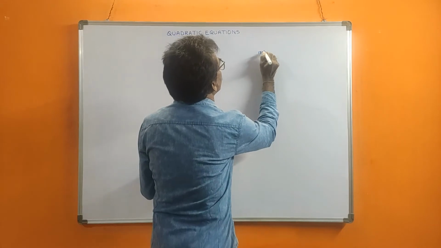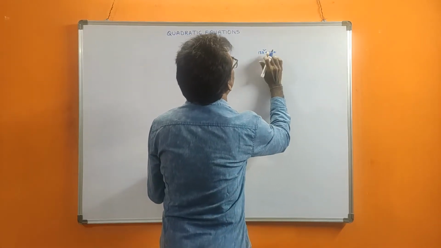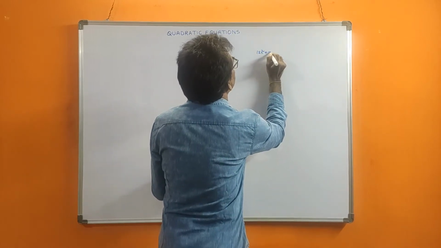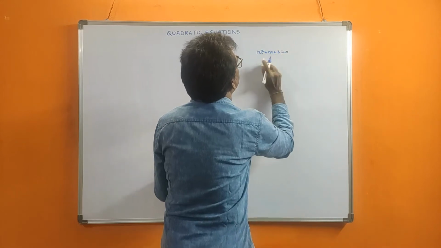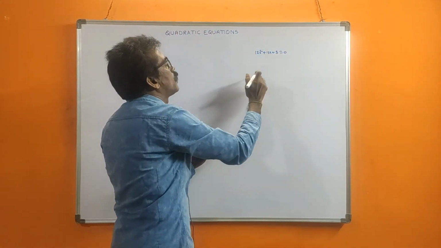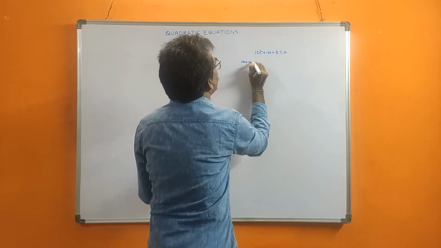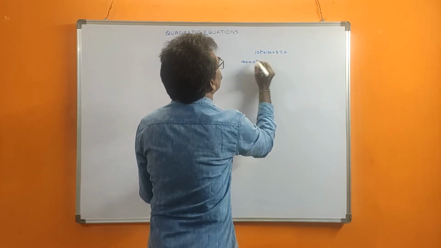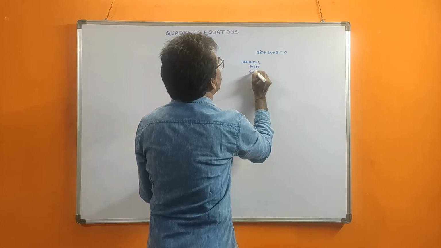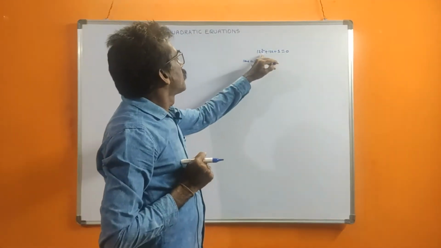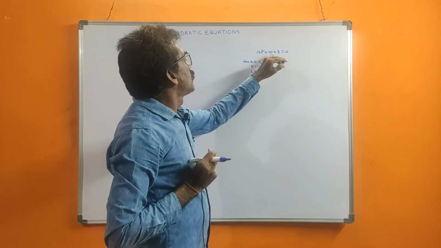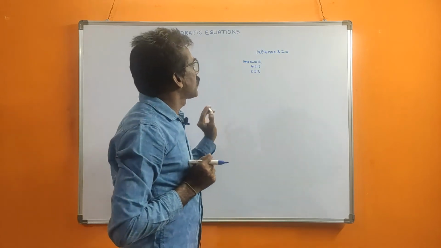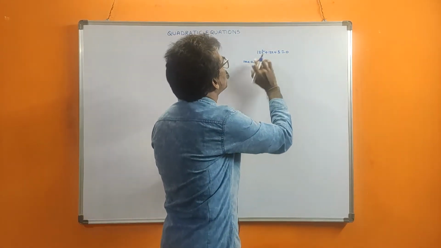Suppose 12x square plus 13x plus 3 is equal to 0. This is a quadratic equation because the degree is 2. Here a is 12, the coefficient of x square. See, ax square means a is 12, bx means b is 13, plus c means c is 3. Like this, the x square coefficient you take as a, the x coefficient as b, and the remaining is the constant. Suppose you want to split this into two factors.